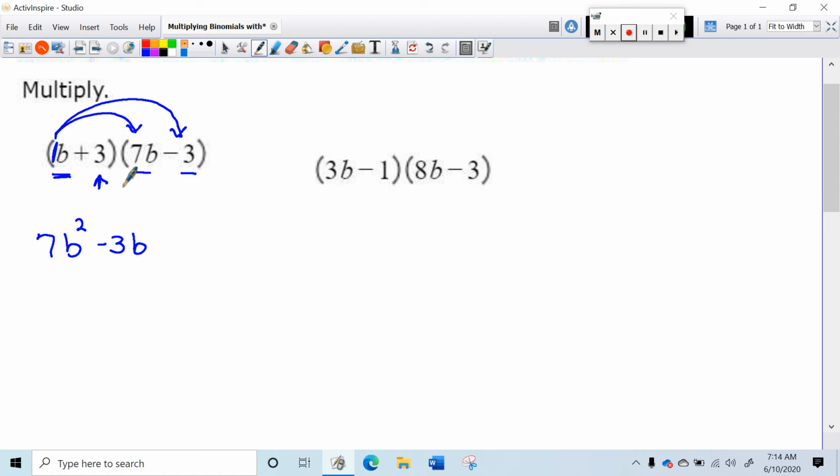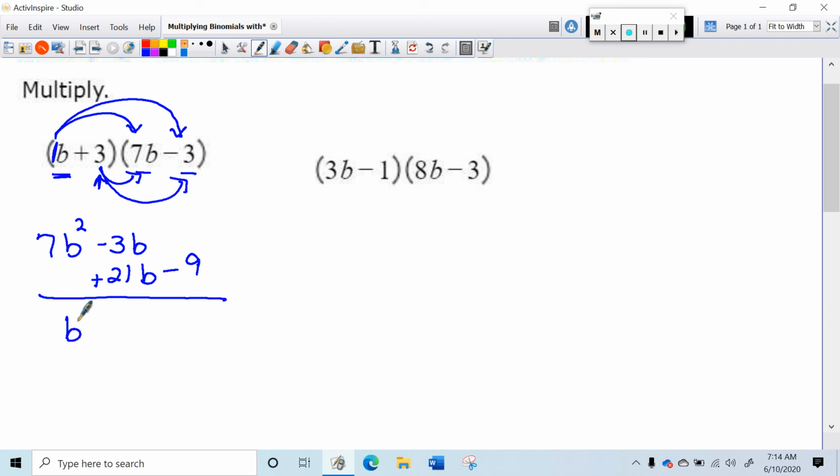Now I distribute the 3 to everything in the next parentheses. So 3 times 7 is 21, and I have a b. So I'm going to put a positive 21 in my b column. Notice where I put that. Make sure the variables match up. And then 3 times negative 3 is negative 9.